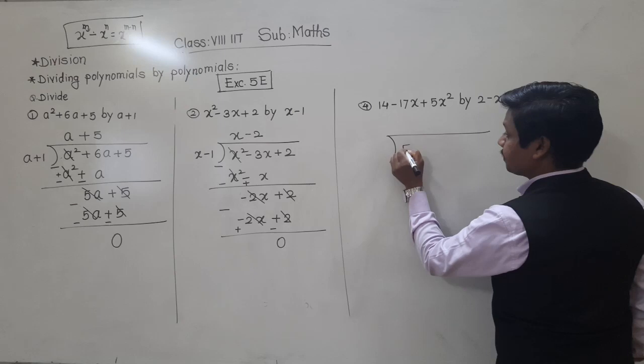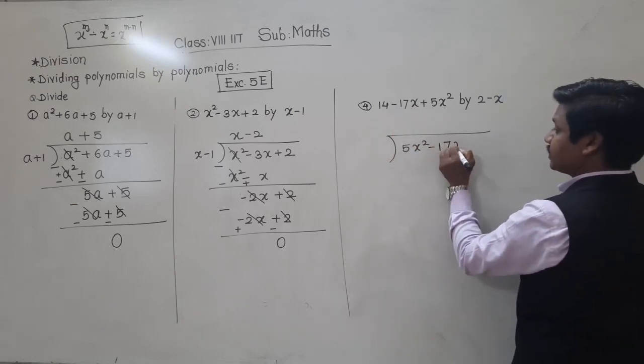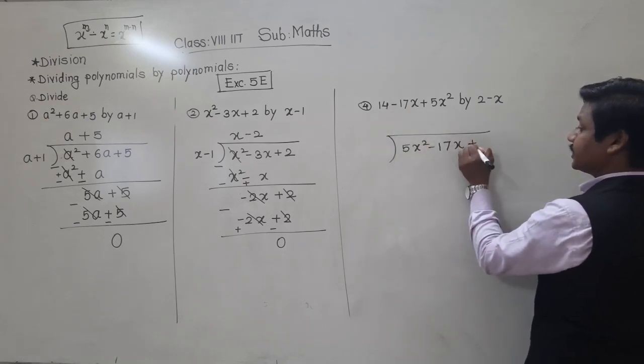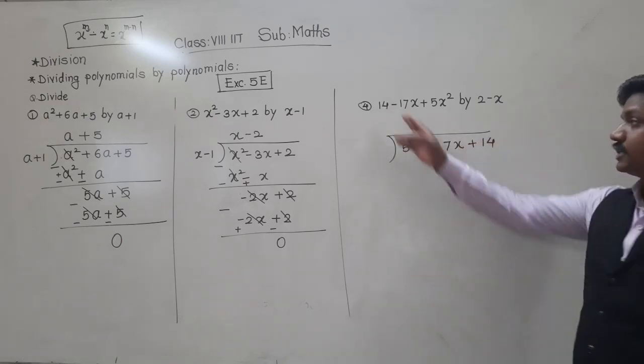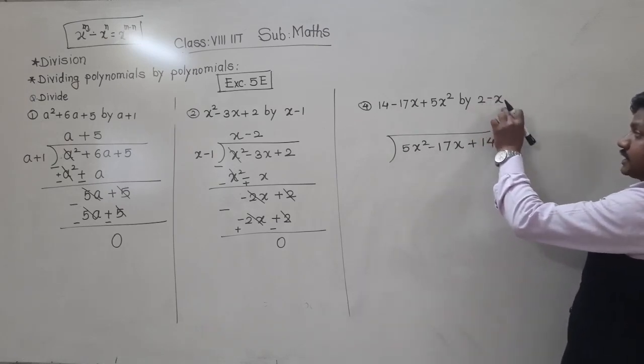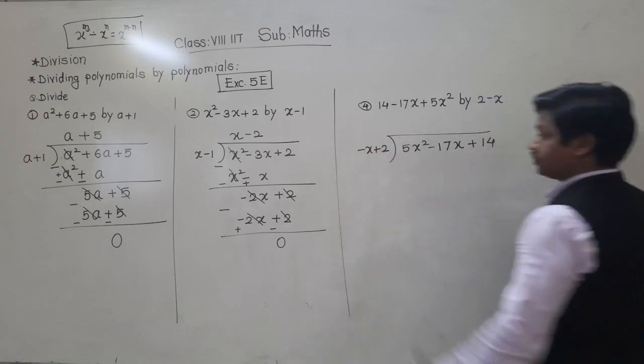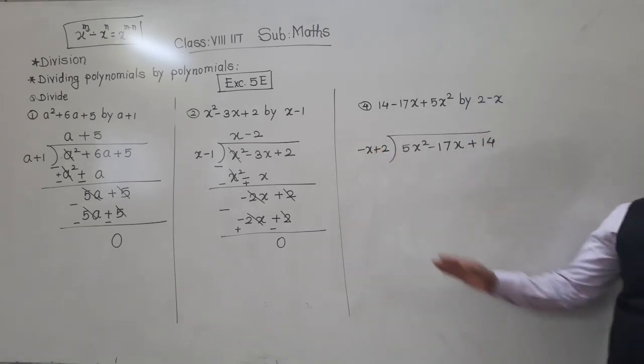5x square, then minus 17x and plus 40. So this 14 has a plus sign. And here, the divisor is also 2 minus x. No, we are going to write it this way: minus x plus 2. Understood how we have arranged?